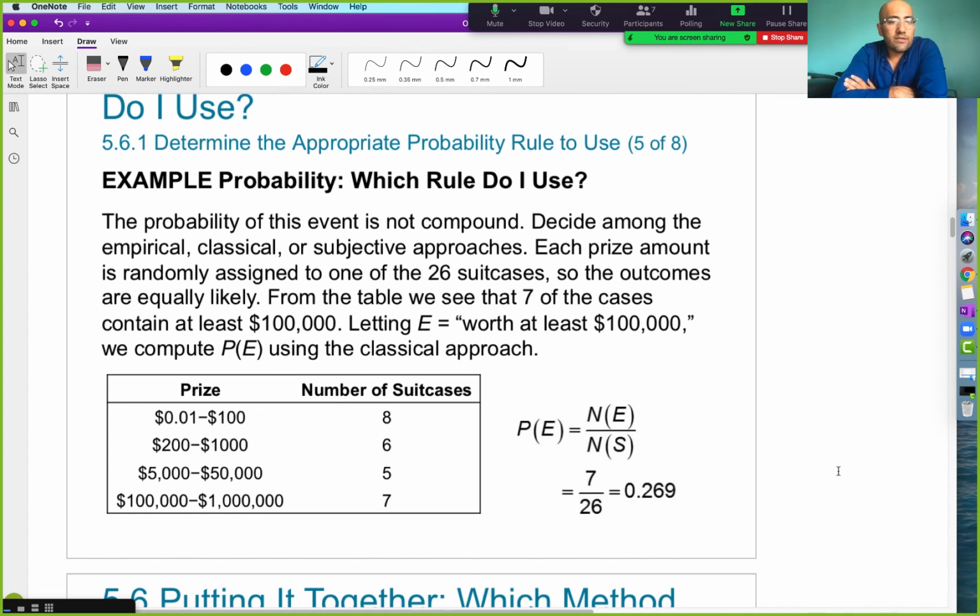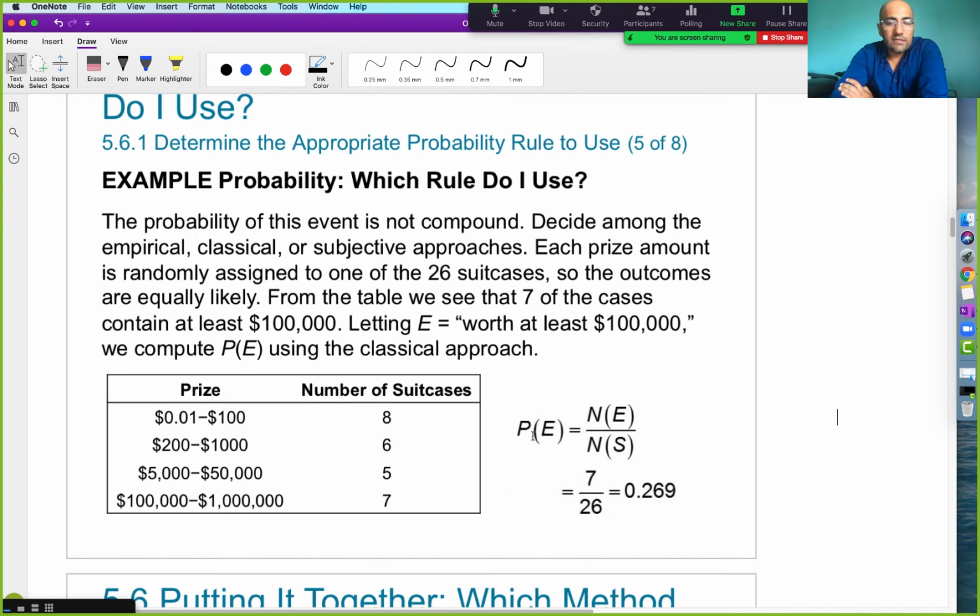Each prize amount is randomly assigned to one of the 26 suitcases, so the outcomes are equally likely. From the table, we see that 7 of these suitcases contain at least 100,000. Right, so here they are, 100,000 to 1 million. That's 7 of those. So if we let the event E equal worth at least 100,000, then we can compute the probability of E, that it's worth at least 100,000, using the classical approach.